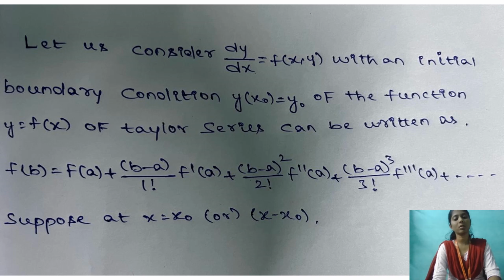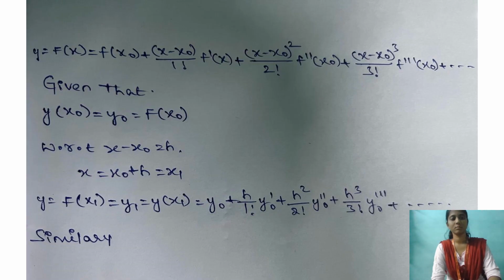Suppose at x equals x naught, or x minus x naught. Y equals f of x equals f of x naught plus (x minus x naught) by 1 factorial f dash of x naught plus (x minus x naught) whole square by 2 factorial f double dash x naught plus (x minus x naught) cube by 3 factorial f triple dash of x naught plus, given that y of x naught equals y naught equals f of x naught. With x minus x naught equals h, x equals x naught plus h equals x1.